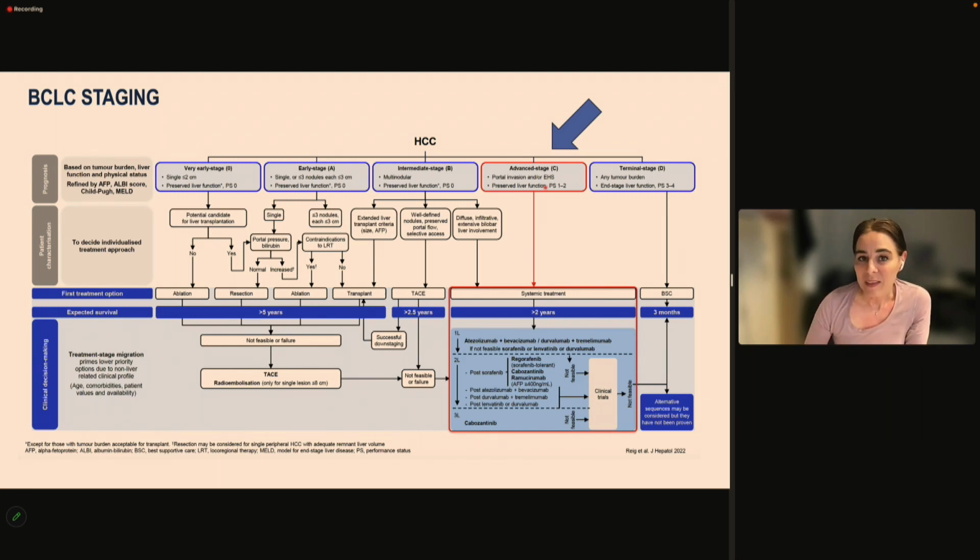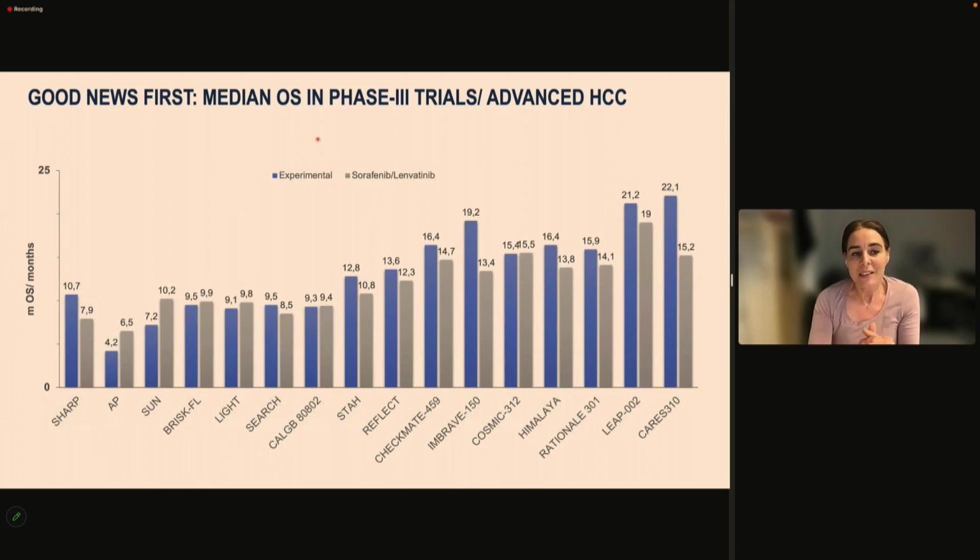However, in the program, you will always have expert colleagues that will be talking about the intermediate stages and what's new in this stage, very exciting news actually, and also in the early stages. So I thought I start out with some good news first.